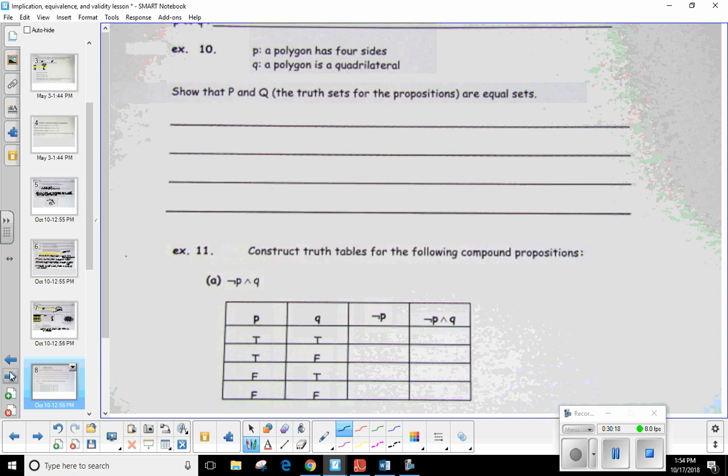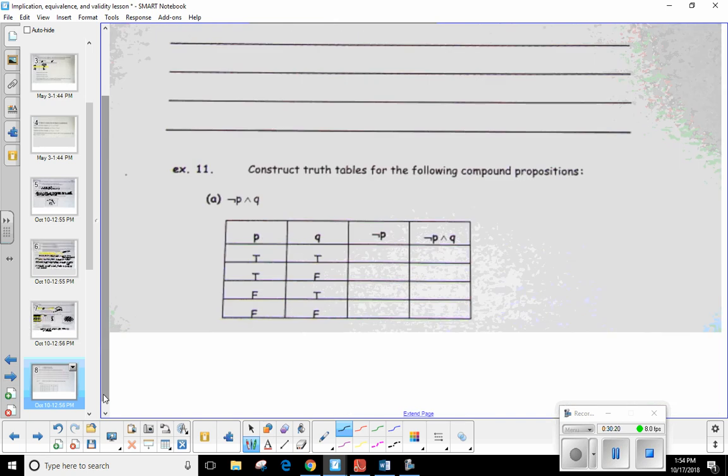Okay. So example 11, construct truth tables for the following compound propositions. What does this sideways L mean? That's not. That's a complement in sets. That's the negation. What is this one right here, the upside down V? That's a conjunction, so we're talking about an intersection, right? We already have P and Q, so it's progressive. I want not P, and then I want the conjunction of the two.